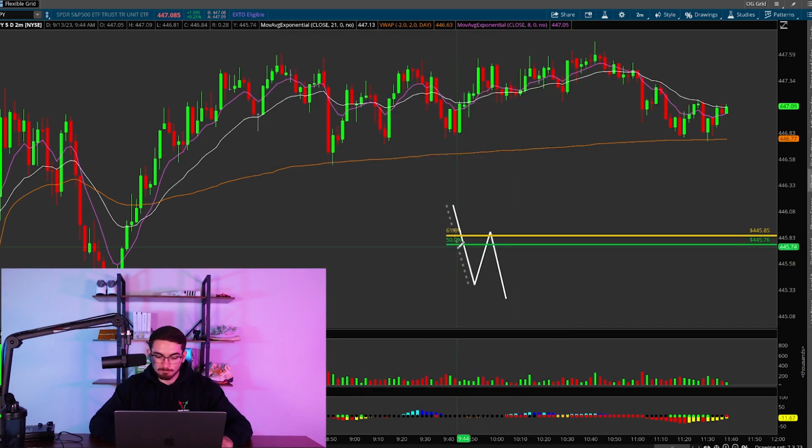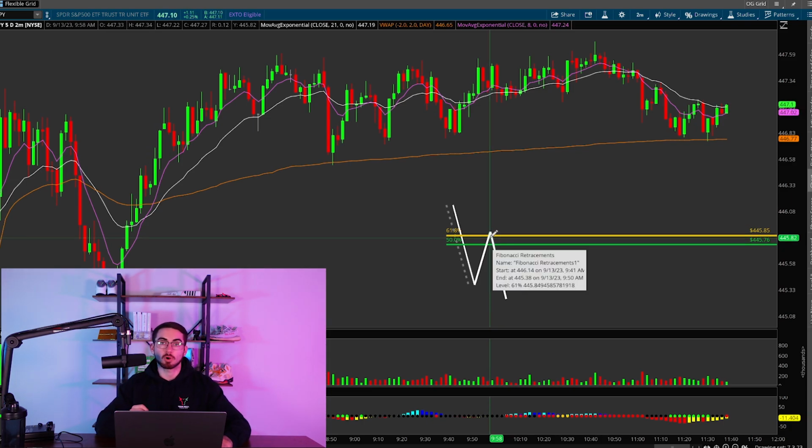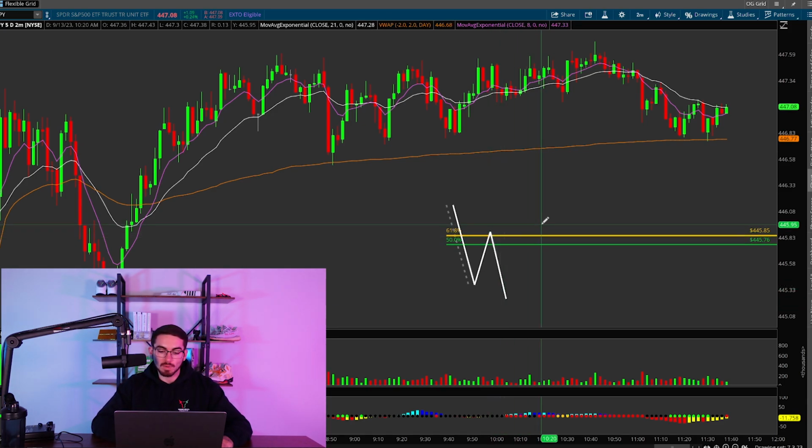So what we're going to be looking for is for price to pull back into the Fibonacci retracements up here. We're going to be looking for bearish price action. And if price action confirms at this level of interest, we are then looking for shorts with a stop loss right above this high.